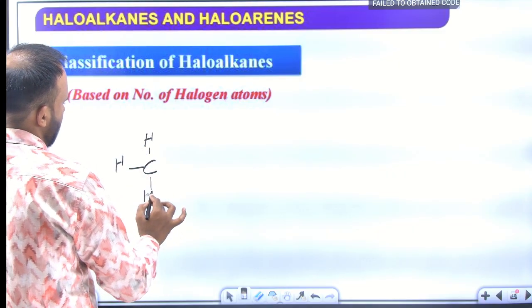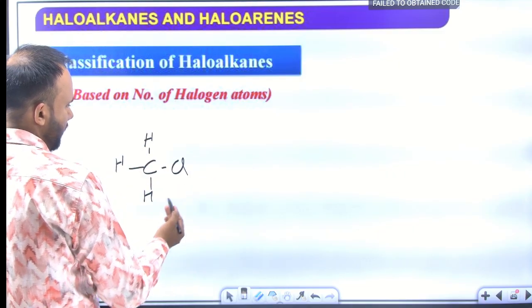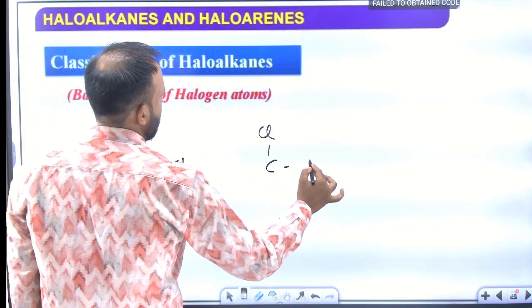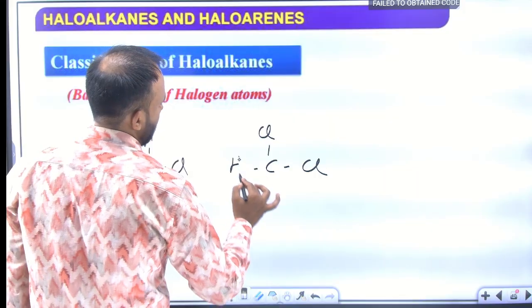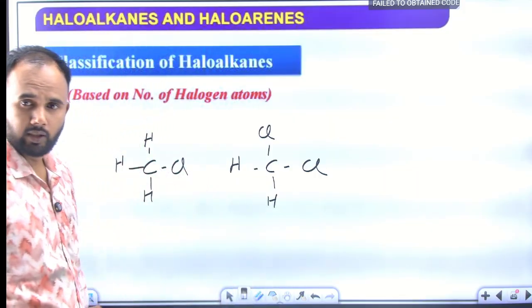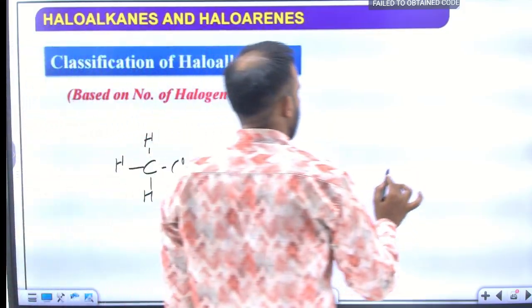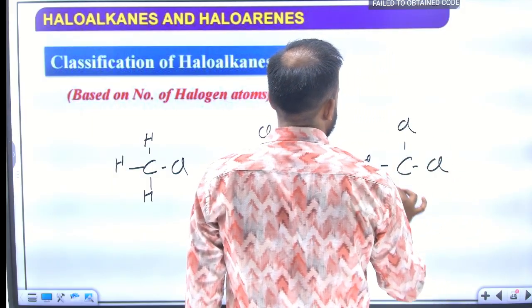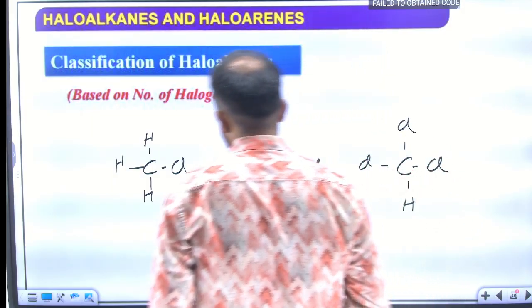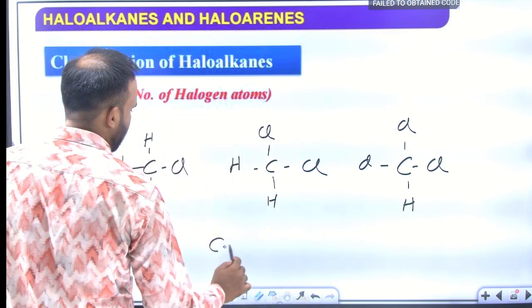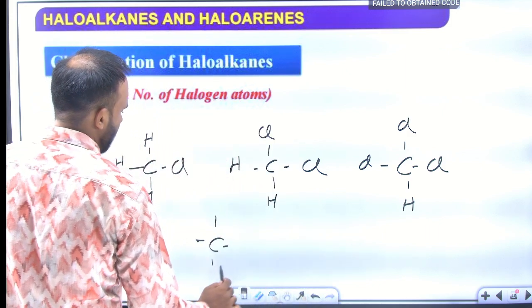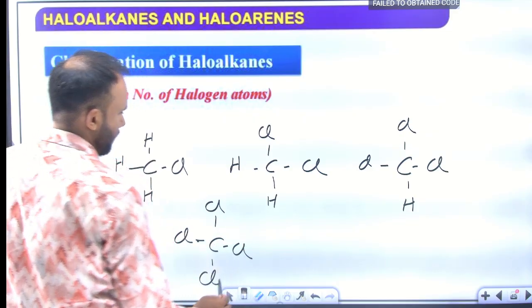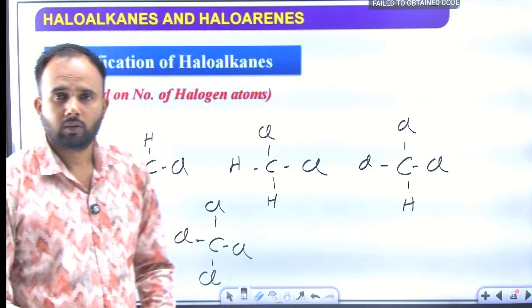Hydrogen, hydrogen, hydrogen. This is for one carbon. Now if I replace two hydrogen atoms, and in the next example I can replace three hydrogen atoms, and further I can replace all the hydrogen atoms, like that. Got it?